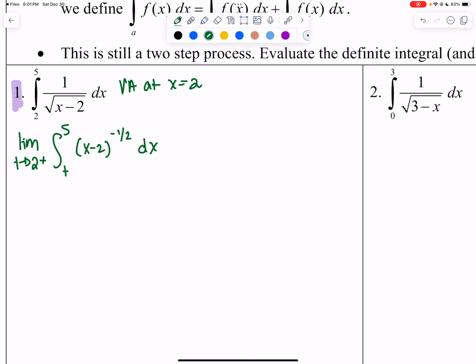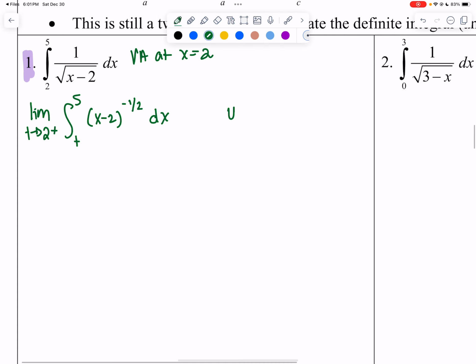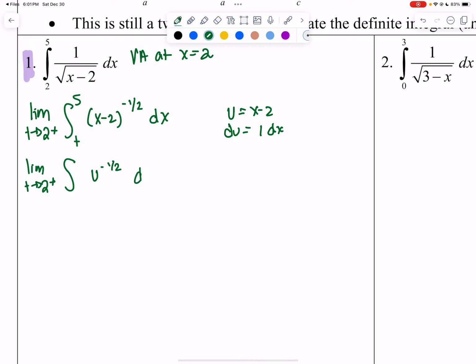I am going to be using u substitution. Use u equals x minus 2, du is dx. So now you have the limit as t approaches 2 from the right of, let's see, the integral of u to the negative 1/2 du.